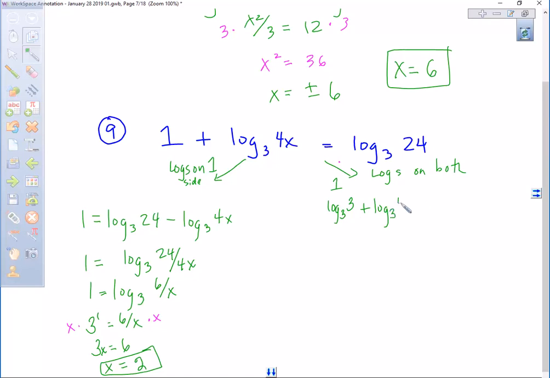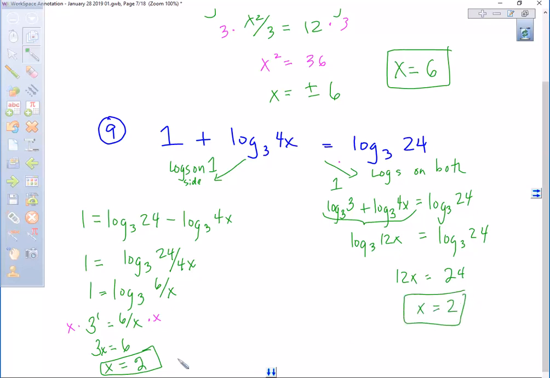All right, so let's take a look at how this would progress. And if we get the same thing. Oh, I hope we do. All right, so this becomes multiplication, log base 3 of 12x when we combine these two. So now we have logs on both sides, so we set the answer parts equal, and we solve. We got the same thing, yay!